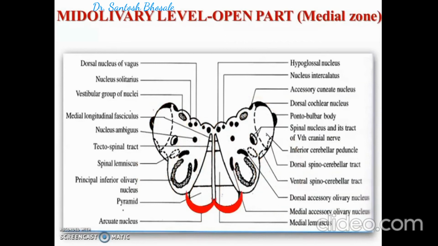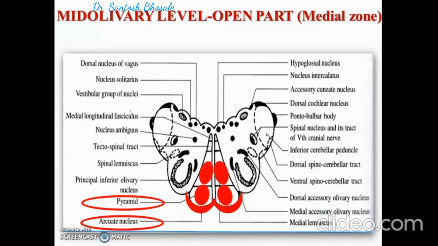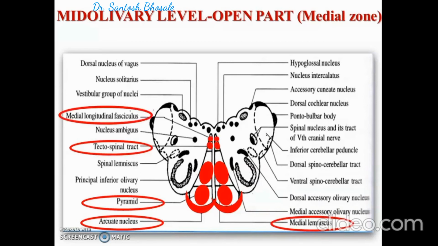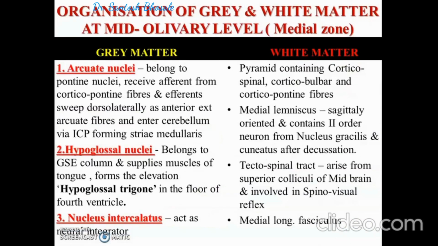In the medial zone, what do you see? Anterior most you will see the arcuate nucleus. It is the lost pontine nucleus, or it belongs to the pontine nuclei, a group of nuclei. And then behind that you will see the pyramid, that is the uncrossed corticospinal tract. Then the medial lemniscus formed by the internal arcuate fibers, tectospinal tract coming from the midbrain, then the medial longitudinal fasciculus. And in the medial zone you will see two nuclei, hypoglossal nucleus and nucleus intercalatus, along with arcuate nuclei.